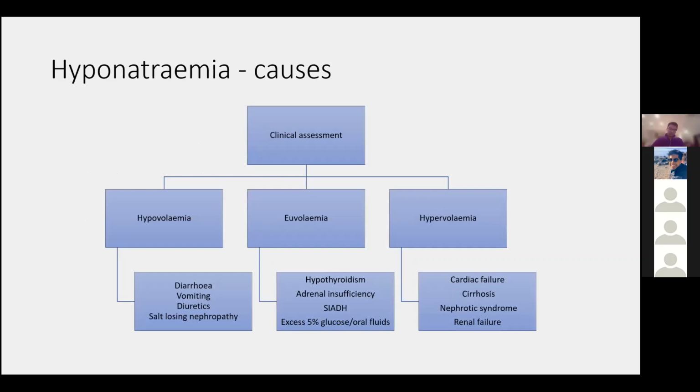So determining the cause of hyponatremia depends on the clinical assessment. So are they hypovolemic, euvolemic, or hypervolemic? The hypovolemic causes are diarrhea, vomiting, diuretics, or salt-losing nephropathies. Hypervolemia, nephrotic syndrome, renal failure, hepatic cirrhosis, and heart failure. And euvolemic causes, hypothyroidism, adrenal insufficiency, just someone having too much fluid or excess 5% glucose infusions, or SIADH. And remember that SIADH is a diagnosis of exclusion once the other causes have been ruled out.